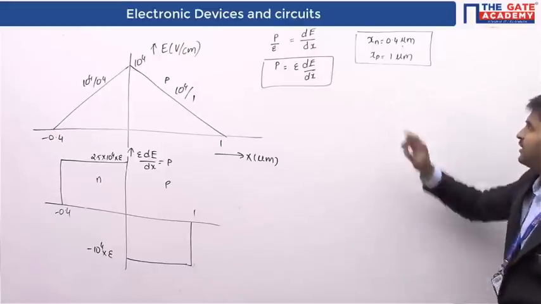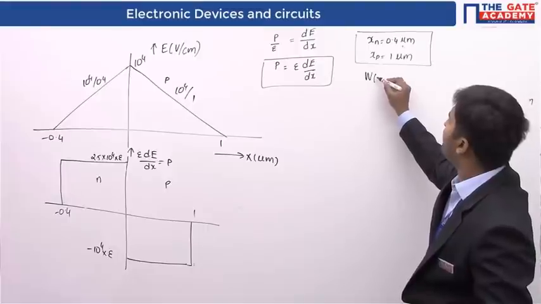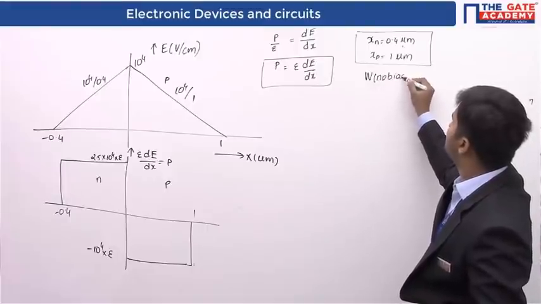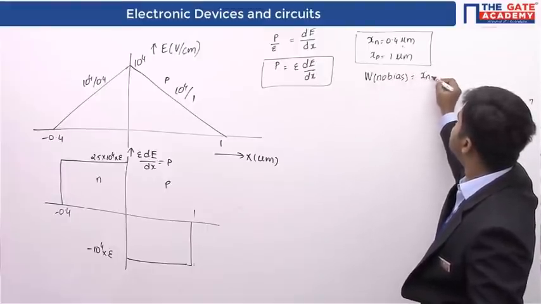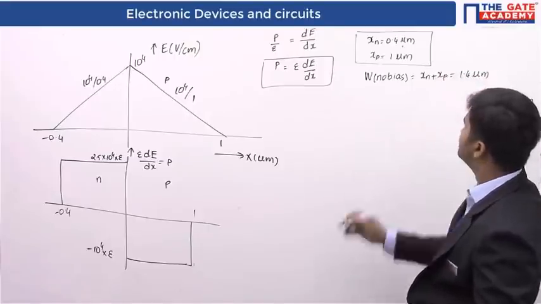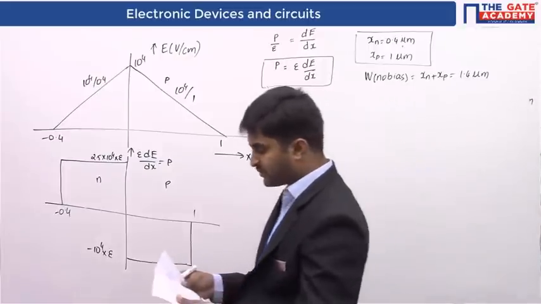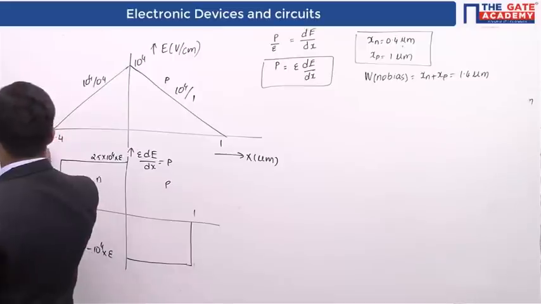So this is the data that I got, from which I can calculate the depletion width under equilibrium. No bias. I'm not applying any bias. The total width is going to be xn plus xp, which is equal to 1.4 micrometers. So we have already done the first part of the question, which is finding out the charge density profile.